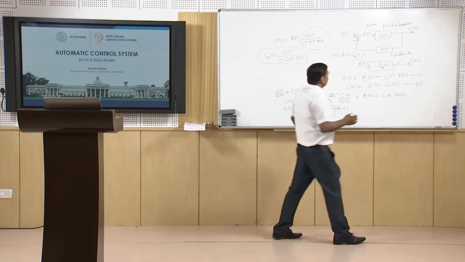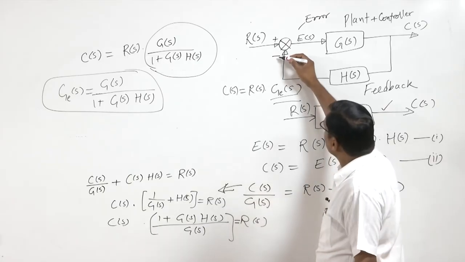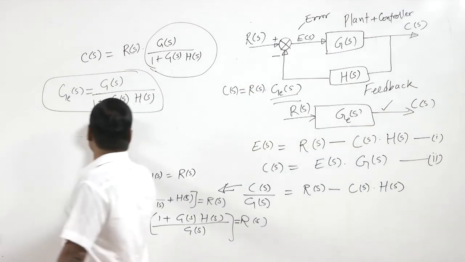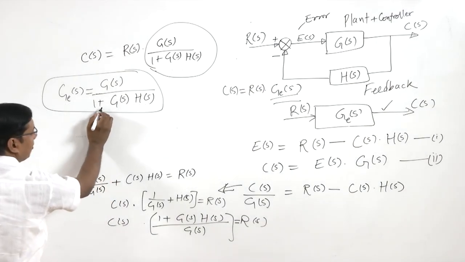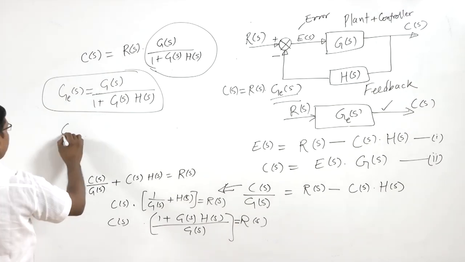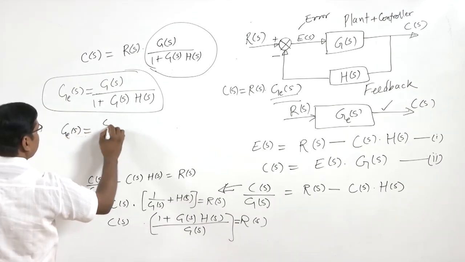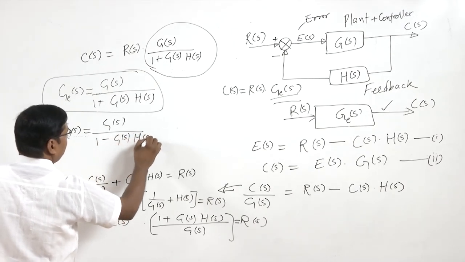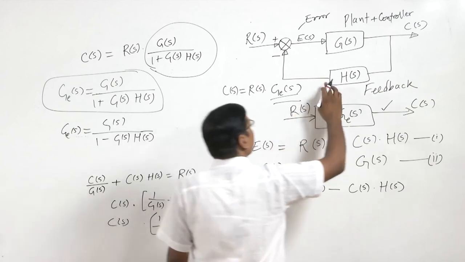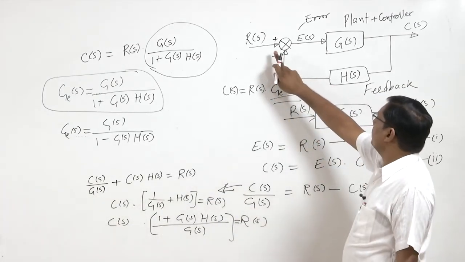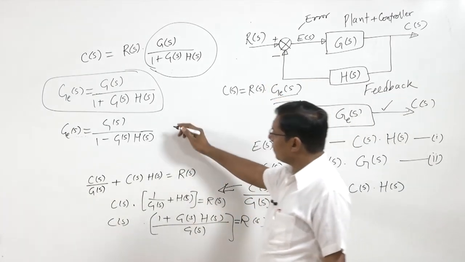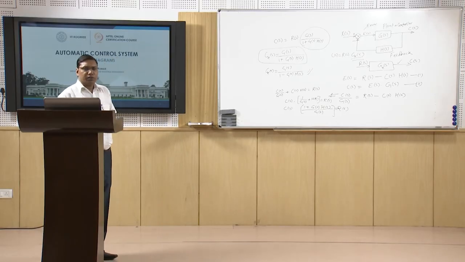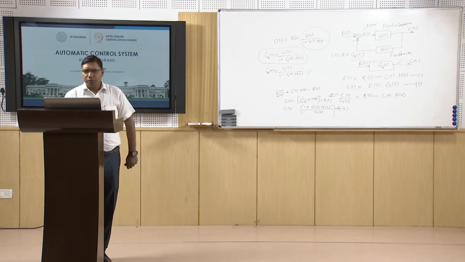Now if here we have taken this minus, if it is plus, then there will be a minus sign here. So G_e(s) equal to G(s) upon 1 minus G(s)H(s). If instead of the minus sign at the summing junction, it is a plus sign, this transfer function we will get. So now we can discuss some properties of block diagram.